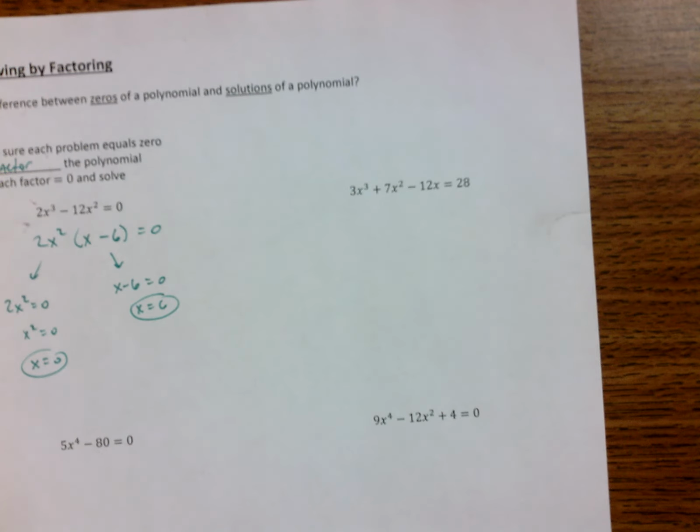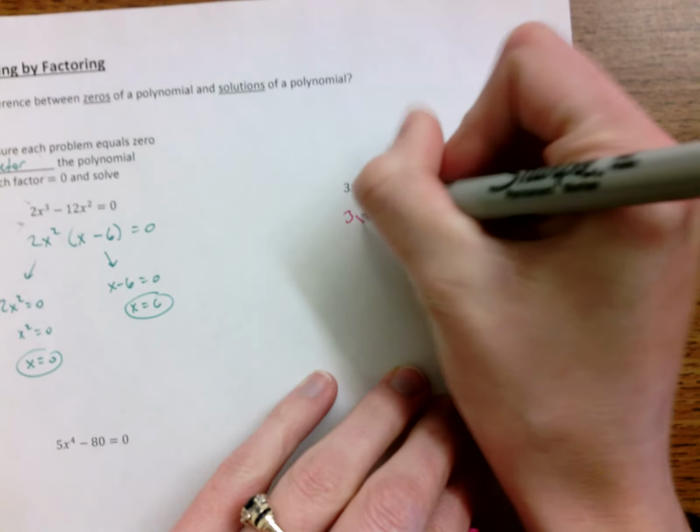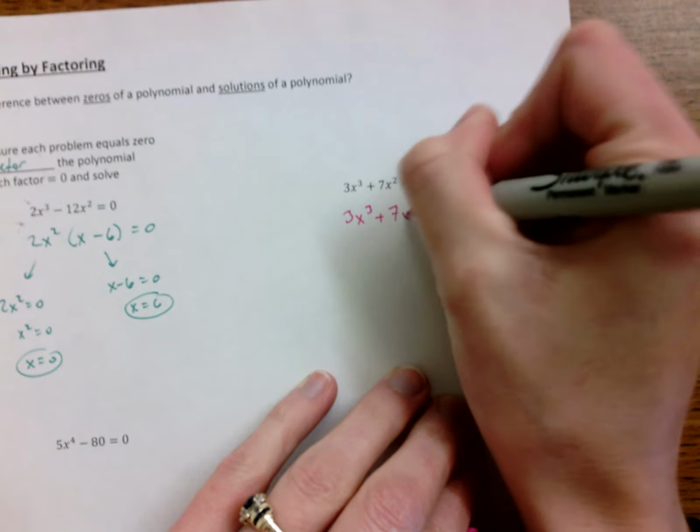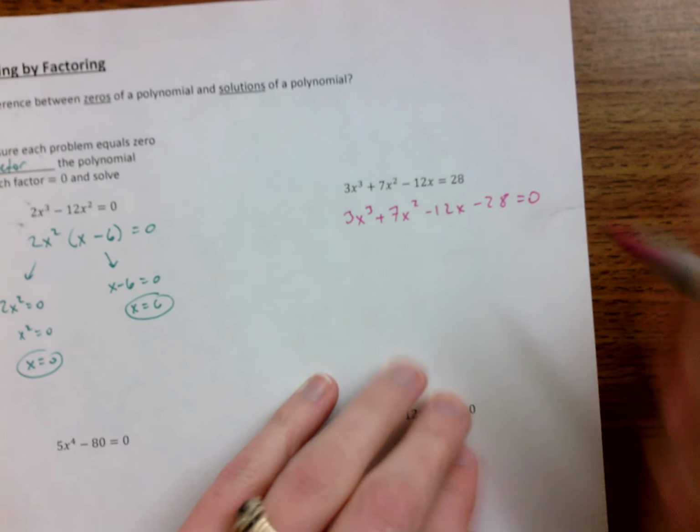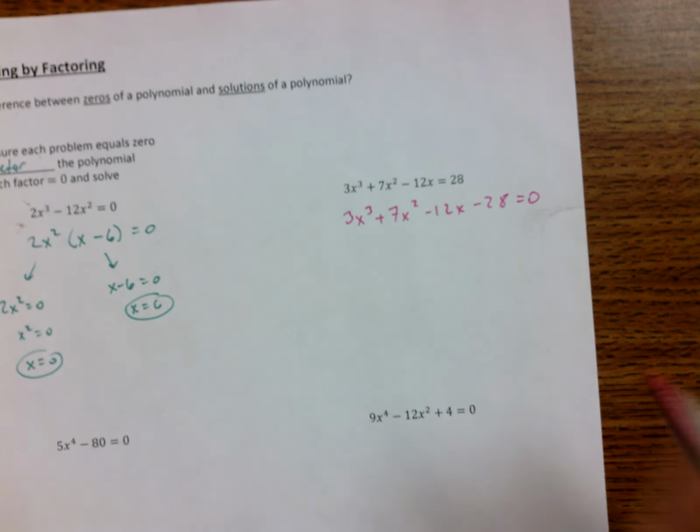All right, this guy over here. So the first thing I want to do is get this guy equal to 0. So I'm going to subtract the 28 from both sides. You want to usually make sure that your leading coefficient is positive. Okay, and then from there, we're just going to try to factor this.